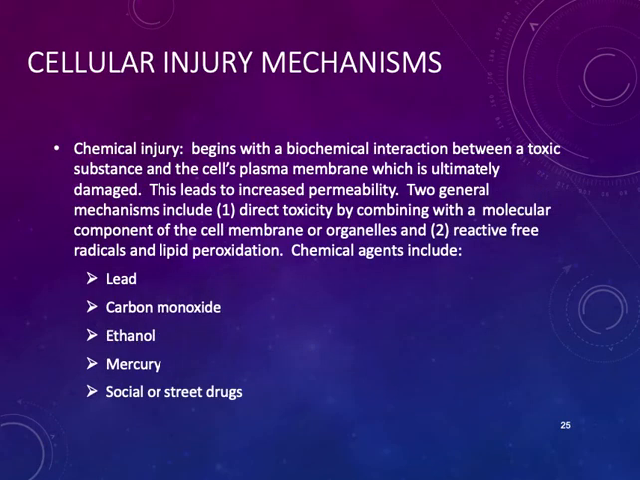Another mechanism for cellular injury is related to chemical injuries, and essentially it's a biochemical interaction between a toxic substance and the cell's plasma membrane, which ultimately becomes damaged. So what happens is it increases permeability. And then two different mechanisms. There could be direct toxicity by combining with a molecular component of the cell membrane or the organelles within the cell. Or number two, it could be reactive free radicals and lipid peroxidation. So there's multiple different chemical agents, obviously, that can cause cellular injury.